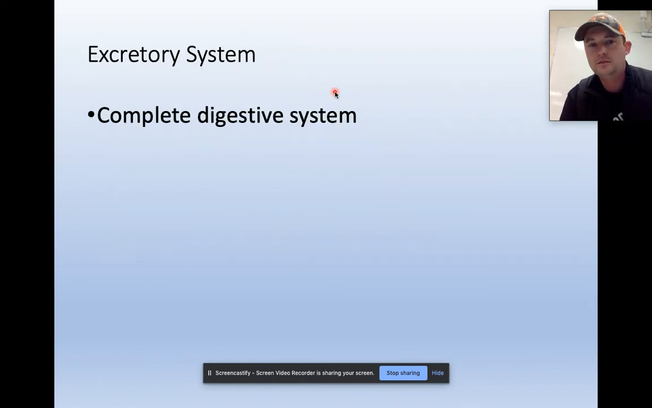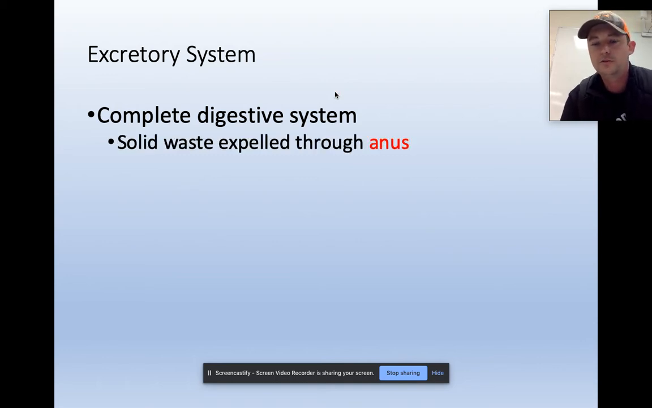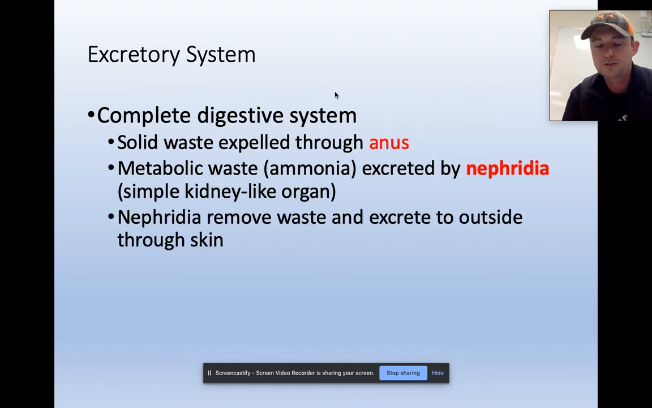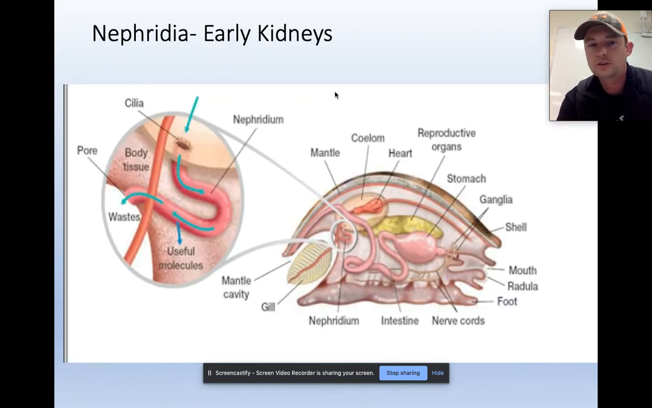The excretory system: again, they have a complete digestive system, and their solid waste is expelled through the anus, with the metabolic waste, so the ammonia, the nitric oxides and things like that, excreted by nephridia, which is a simple kidney-like organ that we've looked at a few times in other structures, such as the annelids and the nematodes. I know the platyhelminthes had protonephridia, but it's essentially the same concept, where the nephridia is going to remove waste and excrete their metabolic waste, so essentially secrete the urine out of the skin.